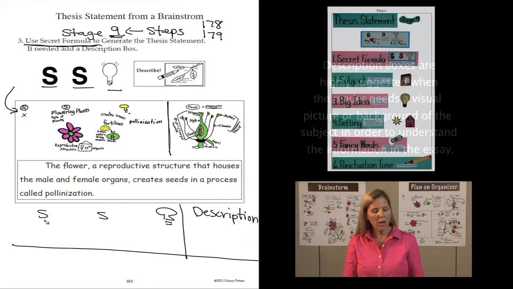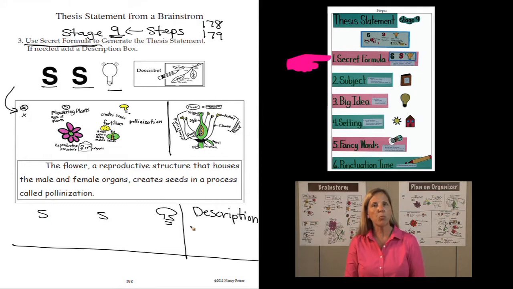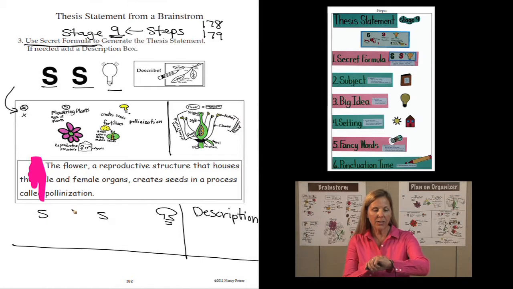So we have our SS light bulb. That was step 1. What's the first S for? Setting. Setting tells us time and place. So we look at our wrist, point to it for a watch, time, and look out, place. Setting tells us time and place.